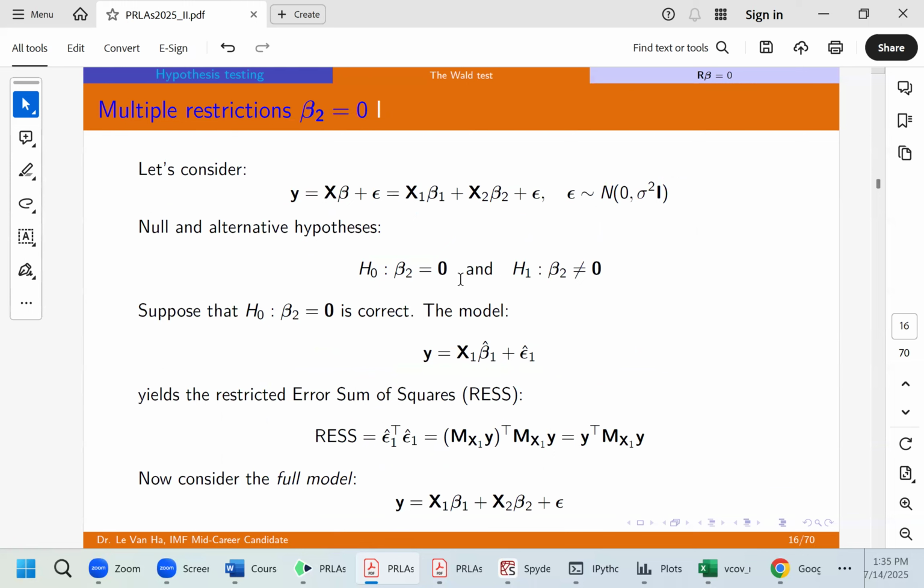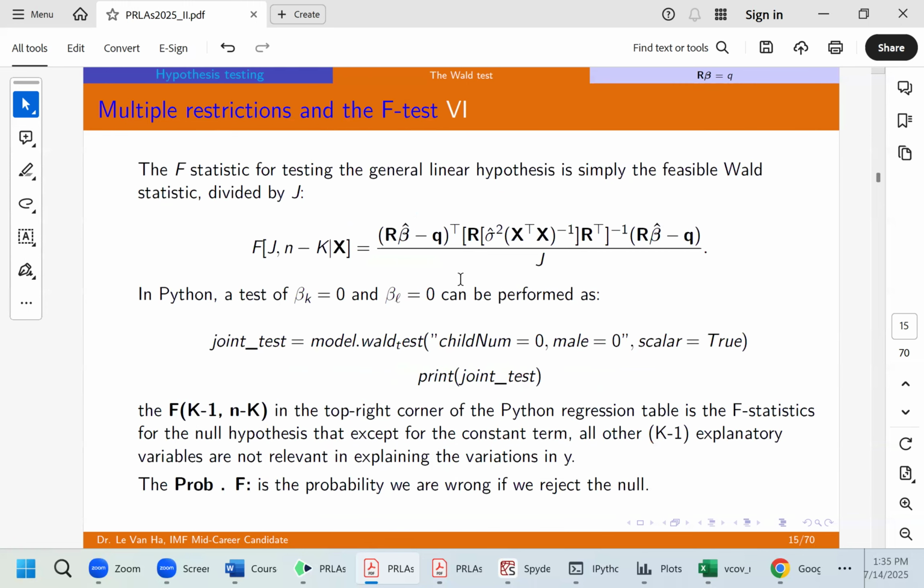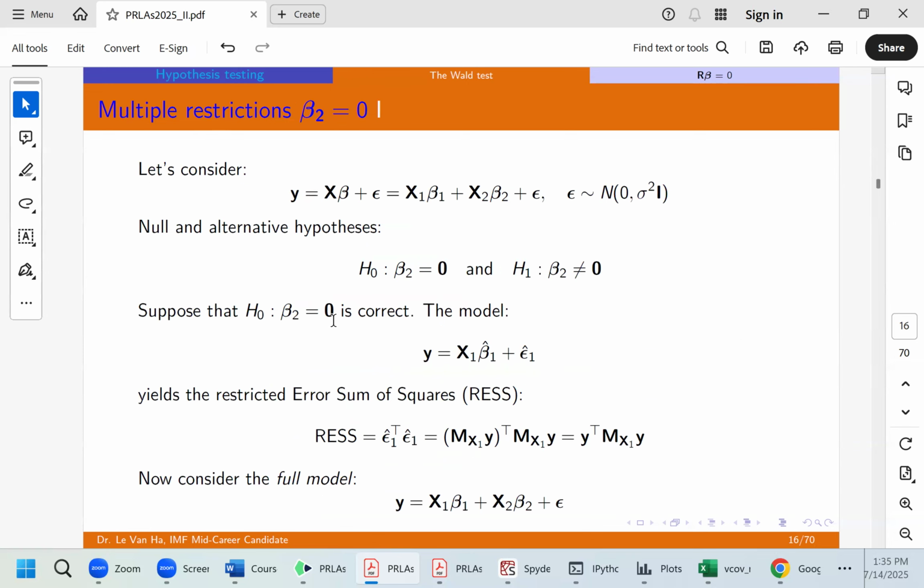It follows a chi-square, right? Good. So if the null is correct, you compute the F, and you will end up having it follow an F distribution. Now, that's this. I will go quickly. This is what we need to use in order to compute something in our regression.